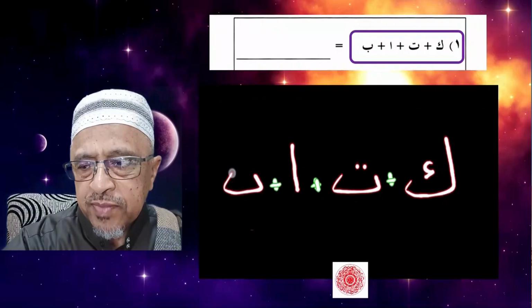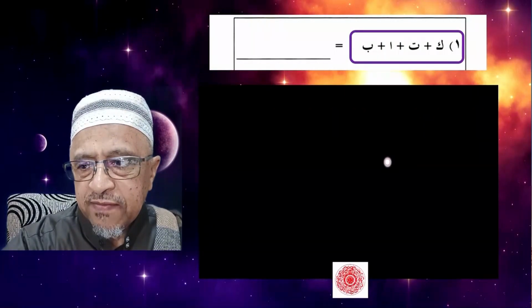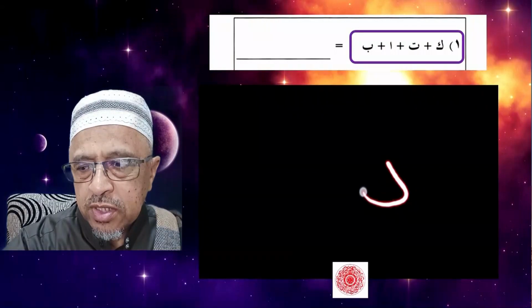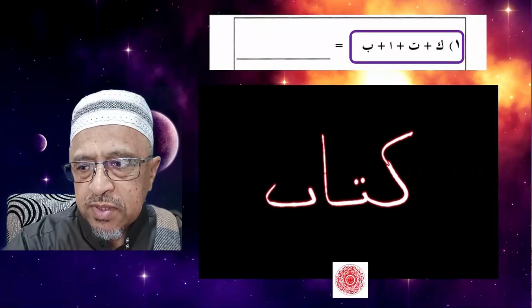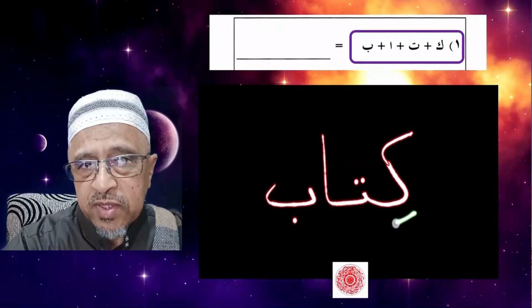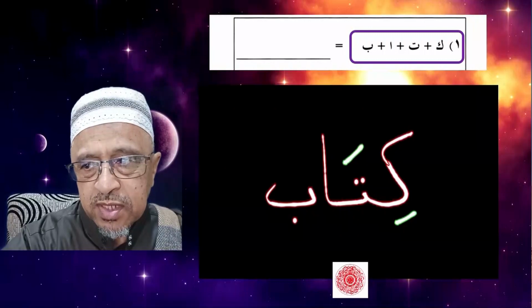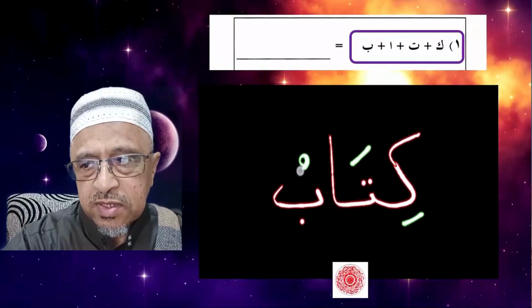and then the last letter is the b or the ba. And if we combine them into the word, remember then the kaf shape must change, because now we add the kaf to the ta and the ta to the alif to give us the kita. And then ba will be separated because nothing can be added to the alif from the left hand side. From the right you can link to the alif, but not at the back of the alif.